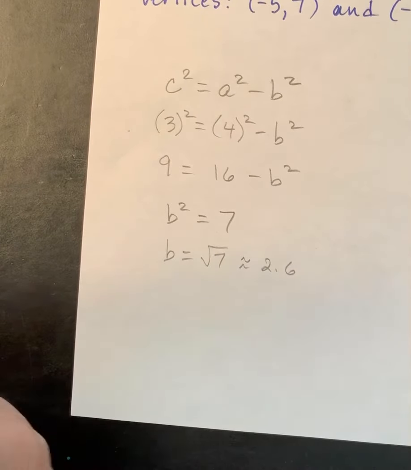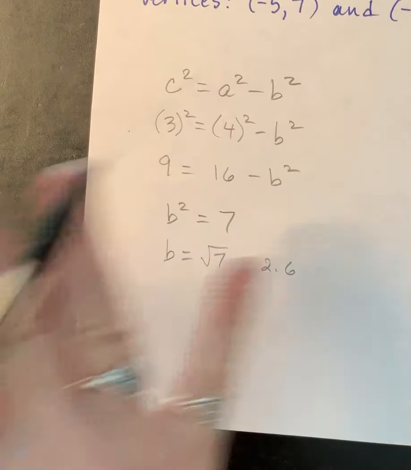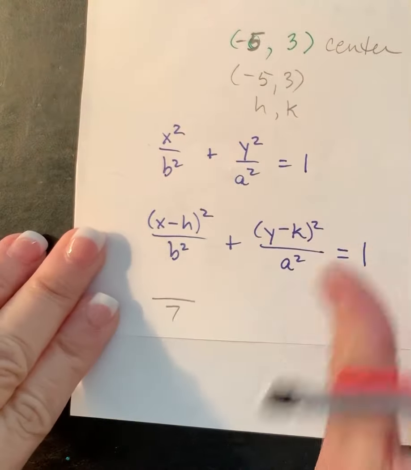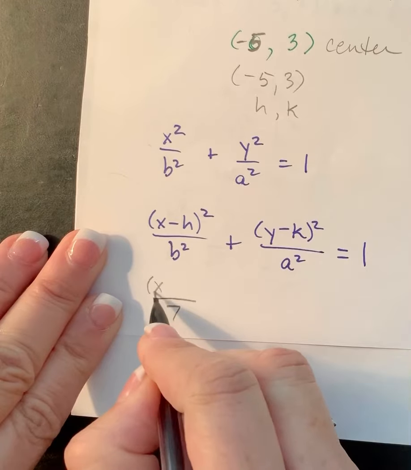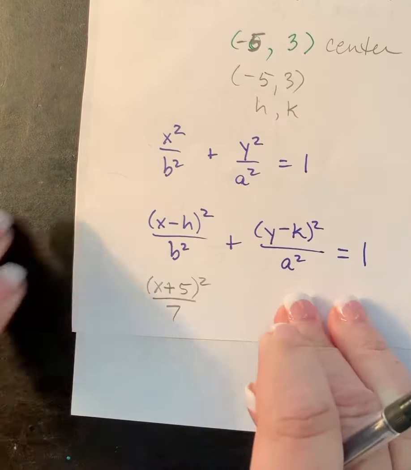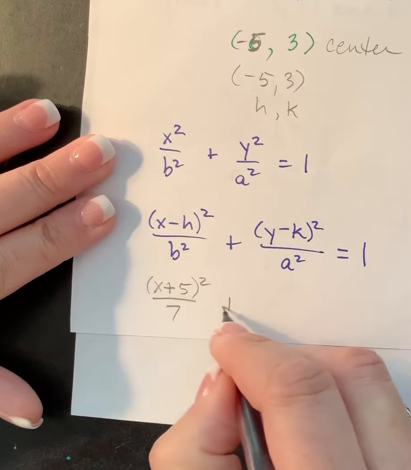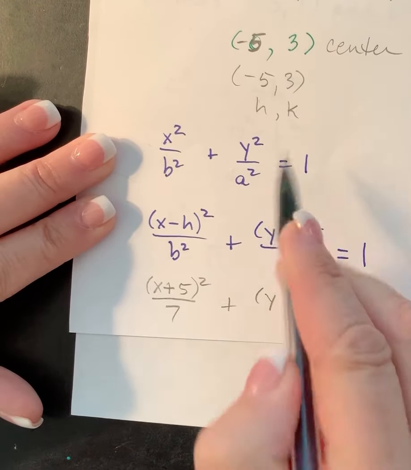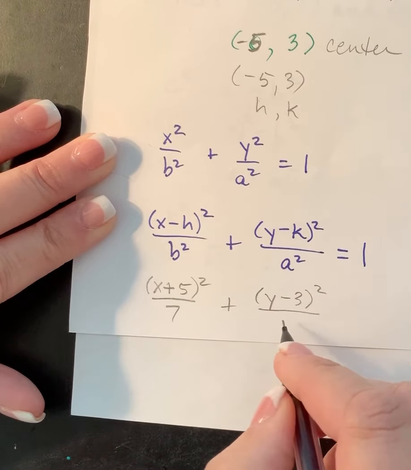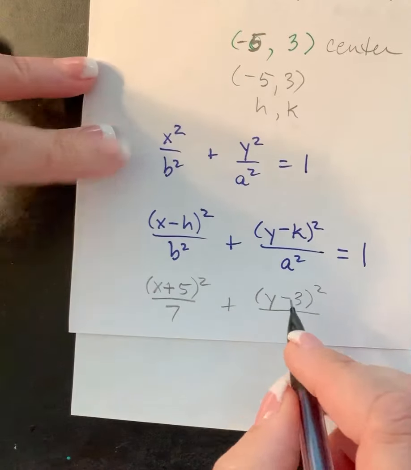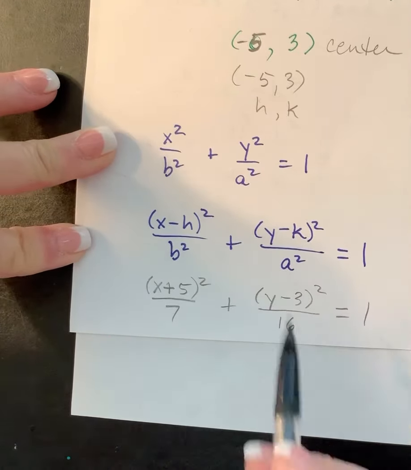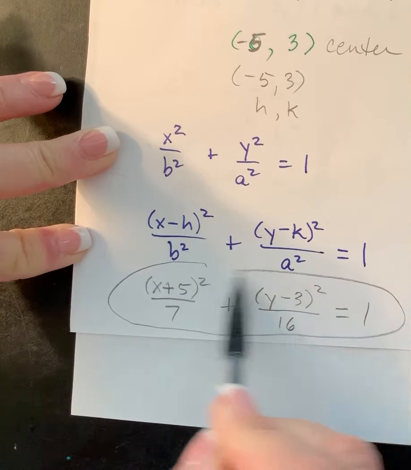So if you needed to graph in addition to finding the equation, then you could. But for the question of finding the equation, we don't need to. So then it's going to be x minus, we said h was -5, so (x plus 5) squared over 7. And over here, y minus k will be (y minus 3) squared. And we said that a was 4, so a squared would be 16. And then that equals 1. And so that would be the answer.